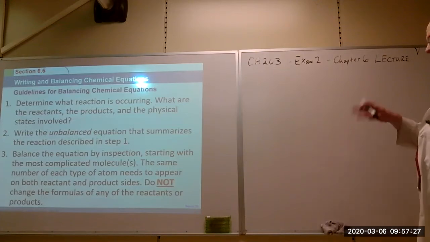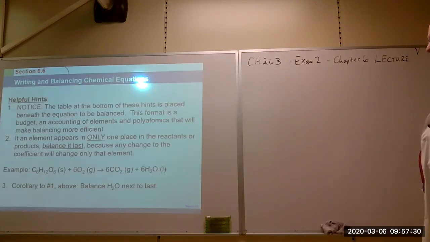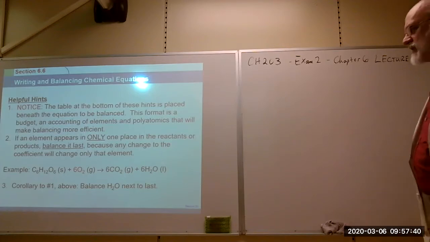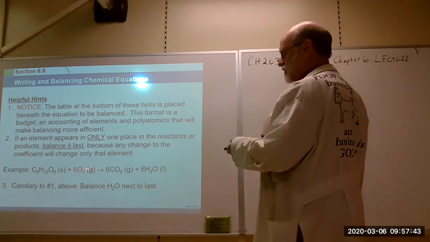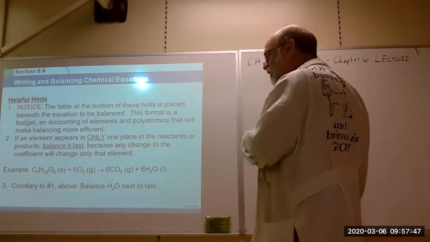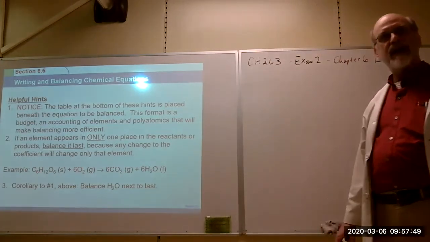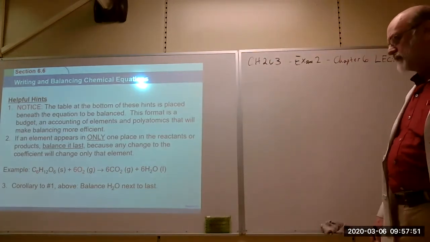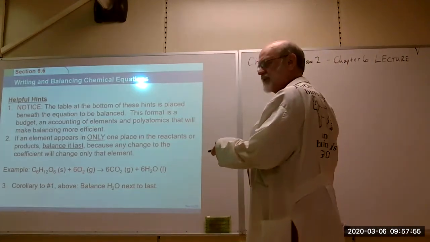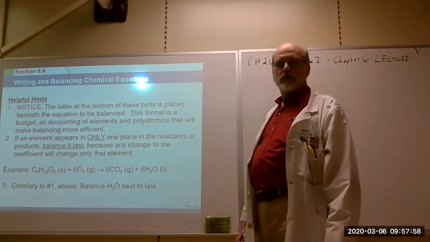Okay, these are guidelines and helpful hints, but the helpful hints won't mean anything until we actually jump into an equation and balance it. So let's take this one. This one's already balanced. But let's take that one, unbalanced, and balance it, and we should come out with that answer. Okay, C6H12O6. You ever seen that before? That's glucose.